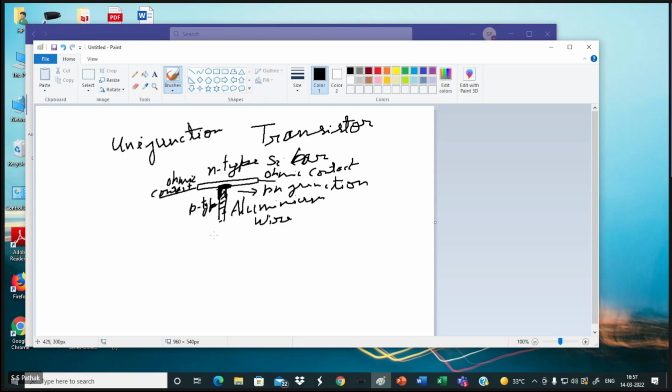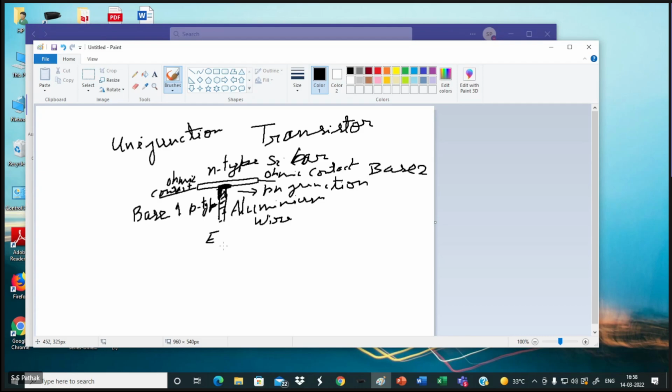So what we call here, we name this as my emitter. This I can say as my base 1 or base 2, whatever name you give. Let us say base 1, and I'm calling this as my base 2. So there are two bases and one emitter. So there is nothing like any collector. That concept is not there.